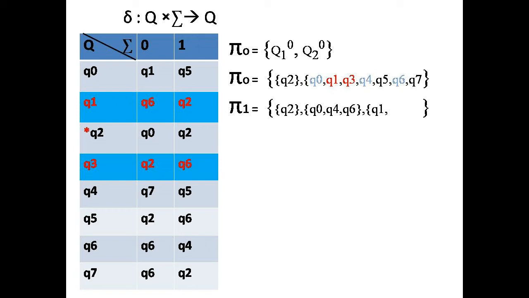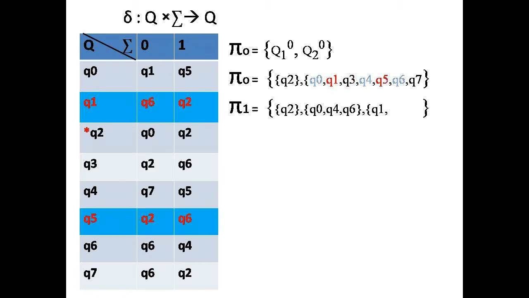The remaining states in pi 0 equivalence are Q1, Q3, Q5 and Q7. First we will compare Q1 and Q3 states. On 0 input symbol, the entries are Q6 and Q2. Here Q6 and Q2 are in different sets in pi 0 equivalence. Therefore Q1 and Q3 are not pi 1 equivalent.